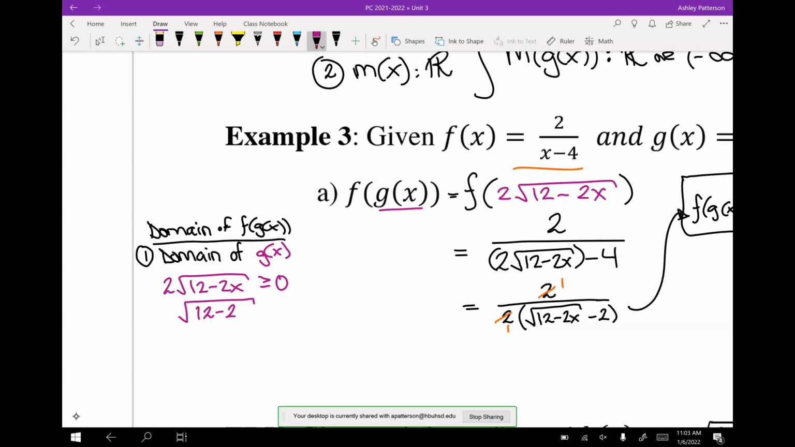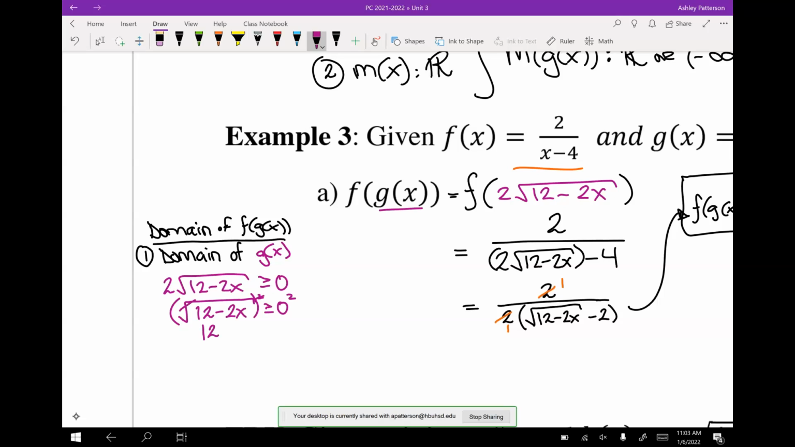We get the square root of 12 minus 2x is greater than or equal to 0. How do we get rid of a square root? What is its inverse operation? Stephen? Squaring. Okay, so let's square both sides.